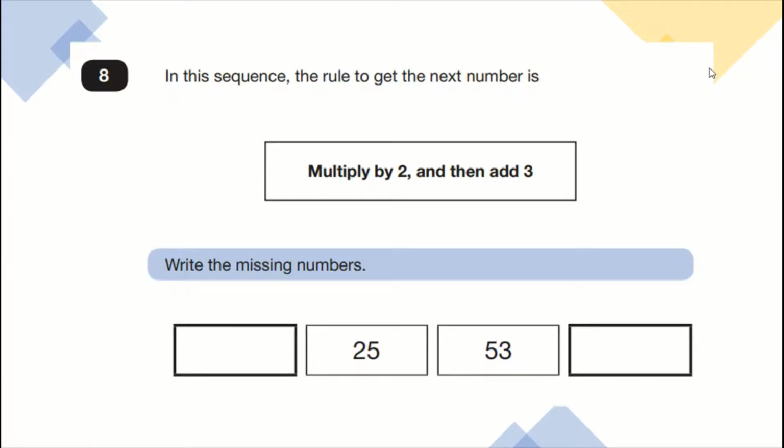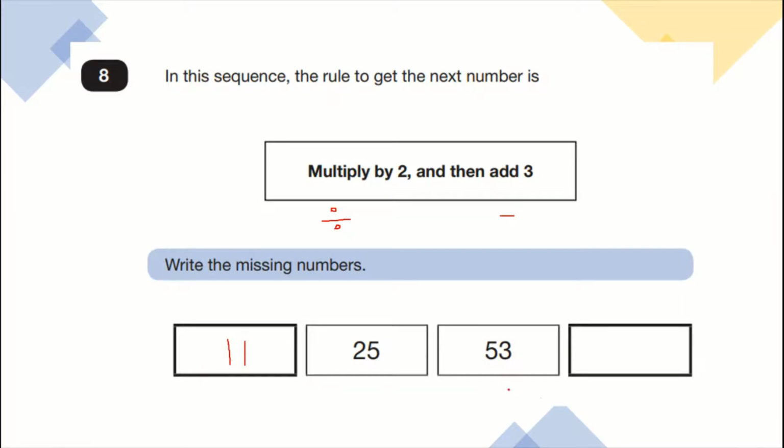Question 8. In this sequence, the rule to get the next number is multiply by 2 and then add 3. Write the missing numbers. So we're going to start off by working out this number. So we're going to go in the opposite direction. So instead of add, we're going to minus, and instead of multiply, we're going to divide. So 25 minus 3 is 22, and 22 divided by 2 is 11.